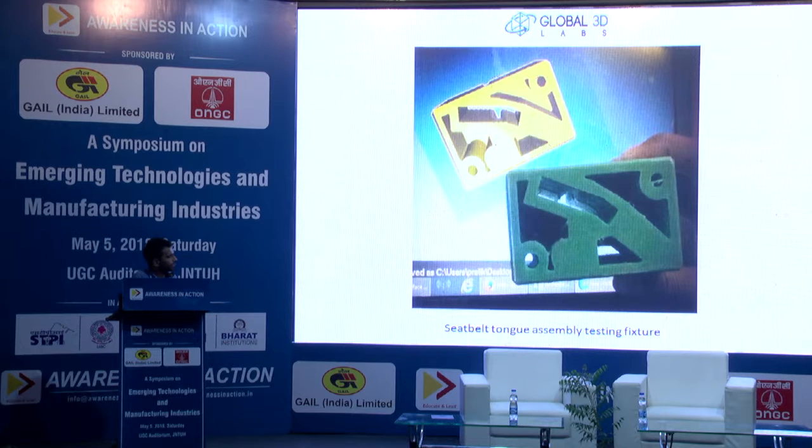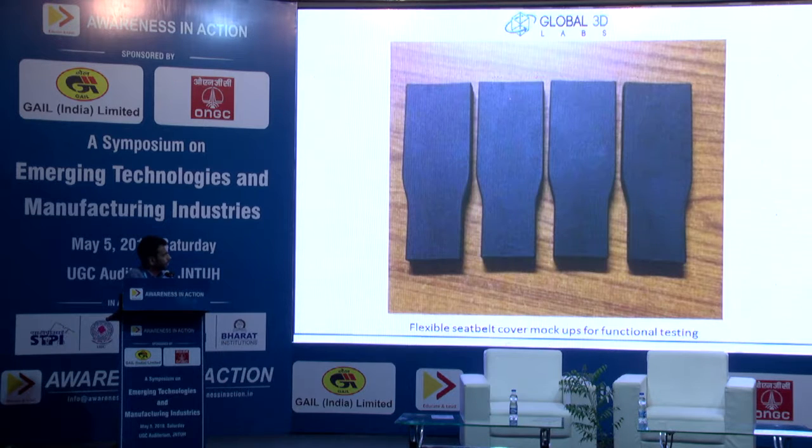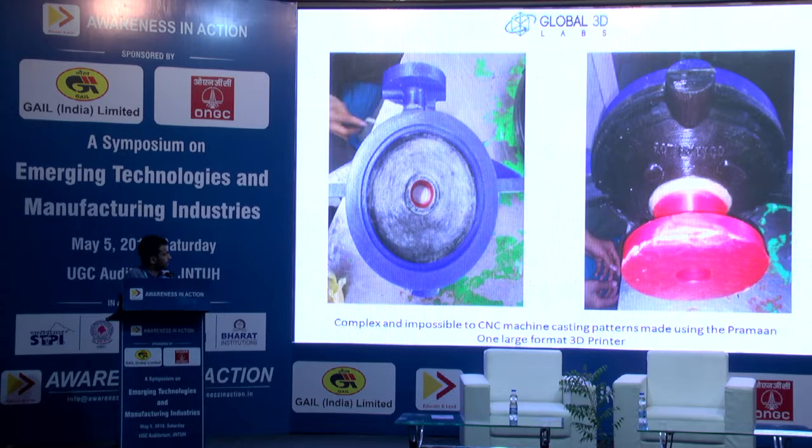This is a seat belt tongue assembly testing fixture, again by Autoliv. That is the STL, that is the design, and this is the actual printed part. All these parts are printed using the material ABS. Flexible, this is again the TPU material that we have. This is something which CNC machining was not able to do, and which was done in the FDM printer, and finally they fixed all the other parts, and it was finally tested. This was also printed in Praman 1. The photo looks very small, but it is actually more than 500 in height.